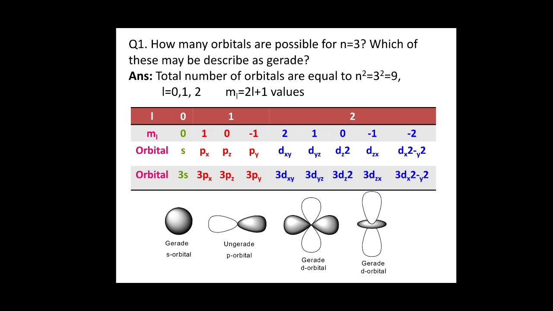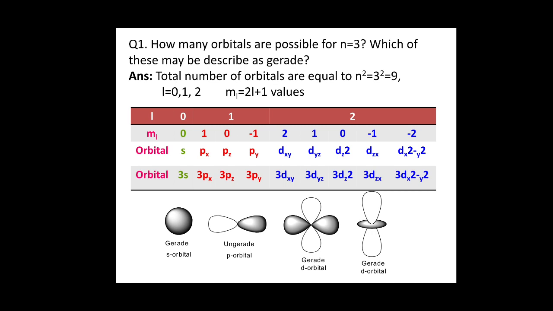If we count, I have 5 d orbitals, 3 p orbitals, and 1 s orbital. In total they constitute 9 orbitals, which is exactly what we got using the formula n square, 3 square equal to 9. This is the answer for the first part of the question: we have 9 orbitals, 5 d orbitals, 3 p orbitals, and 1 s orbital in the n equal to 3 shell. For the second part, there is gerade and another term called ungerade.